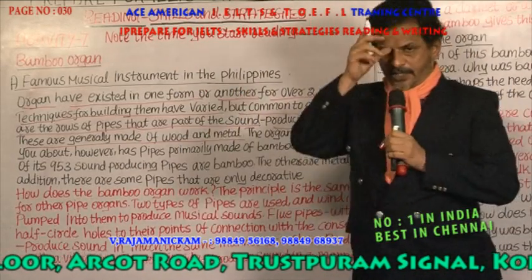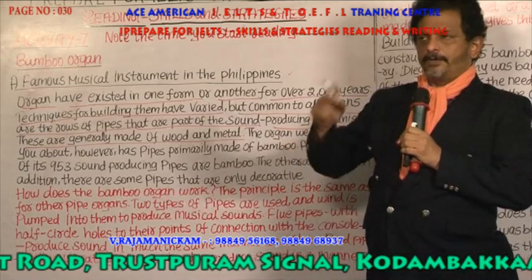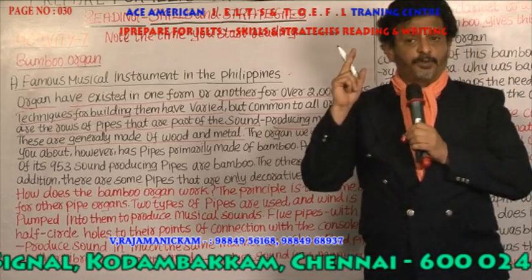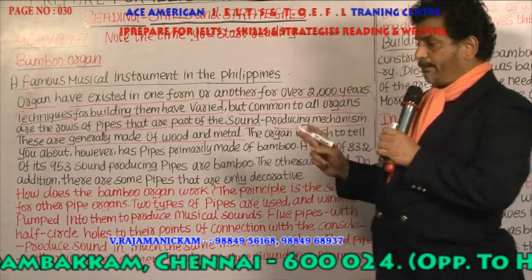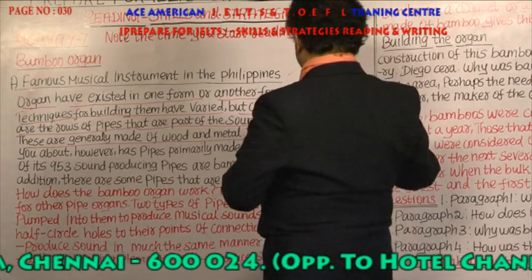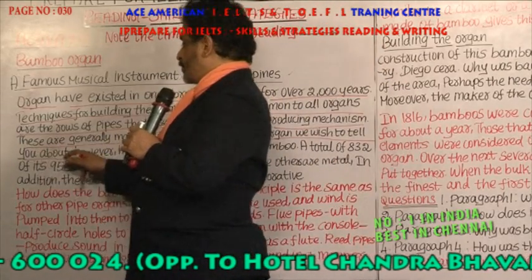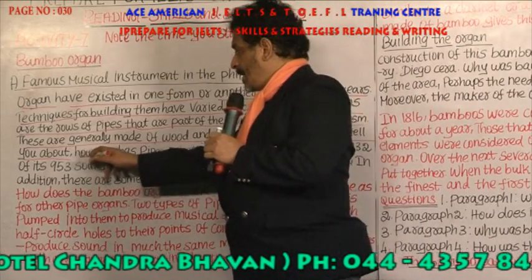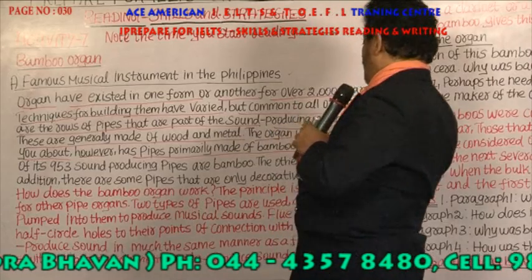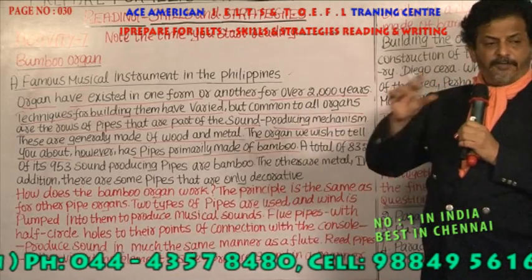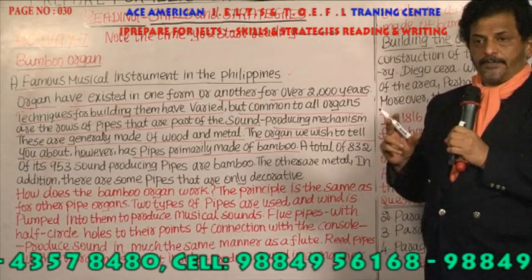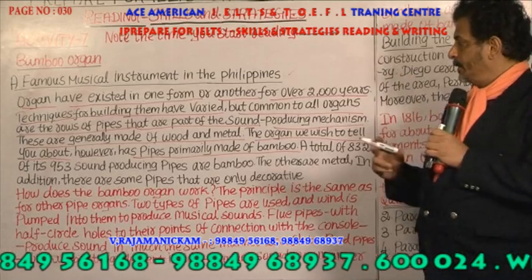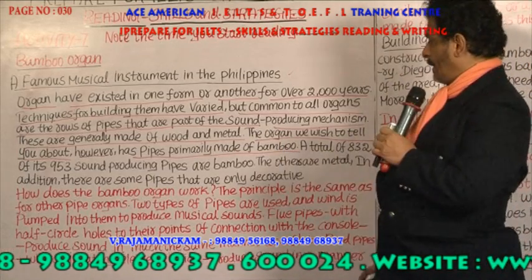So in these musical organs, from top to bottom, you find pipes. These are made of two things: one is wood and second is metal. The organ we wish to tell you about, however, has pipes primarily made of bamboo. The pipes are made of bamboo. So it is made of bamboo and metal. Now they want to speak about the bamboo pipes.